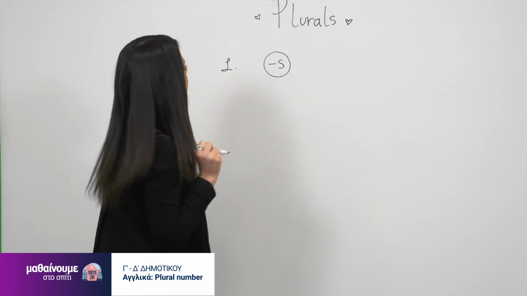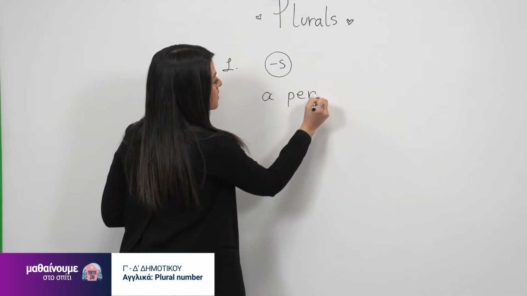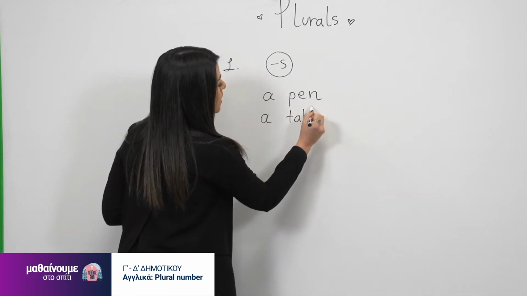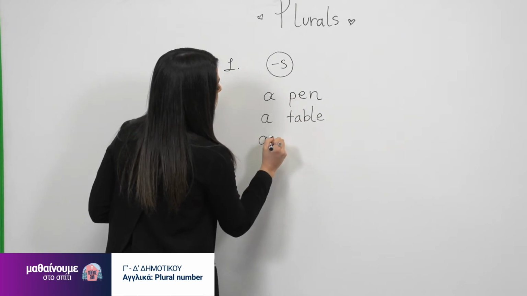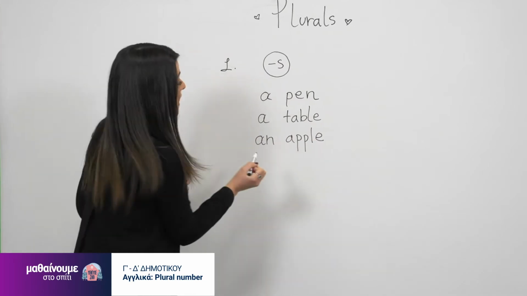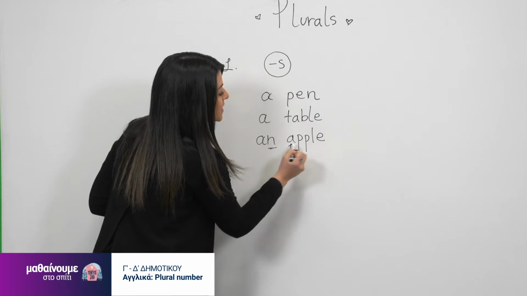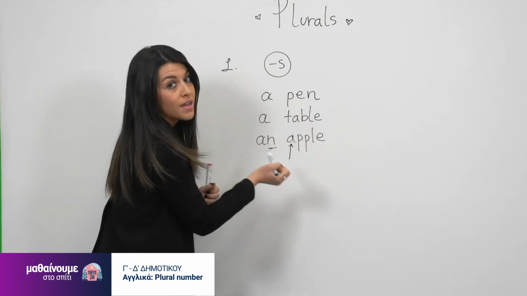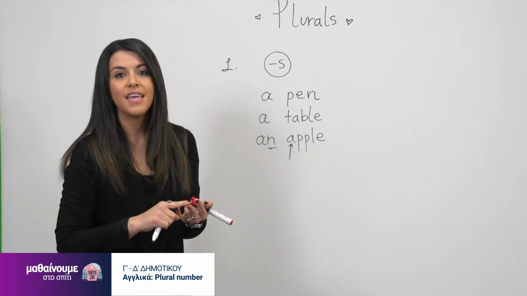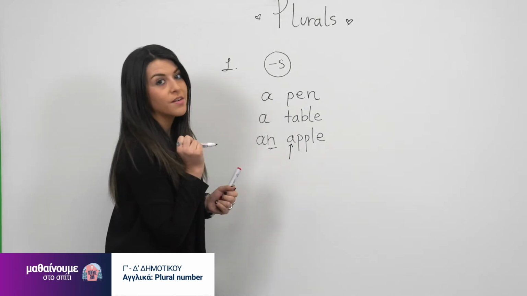So let's take, for example, a pen, ένα στυλό. A table. An apple. Okay? Careful, here we put an, right? Because the first letter of this noun is a vowel. So the vowels are 5 in English: A, I, E, O, and U. If we see a vowel, we always put an over here, okay?